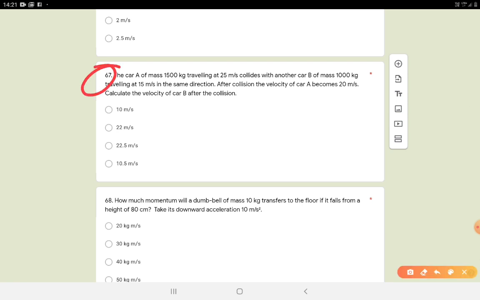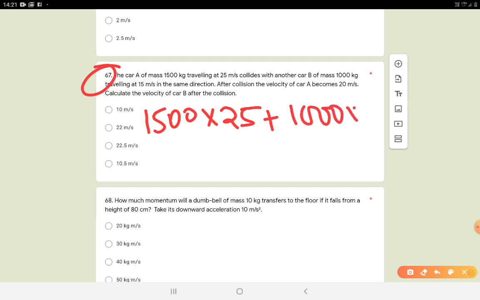Now move to question number 67. Car A of mass 1500 kg traveling at 25 meter per second collides with another car whose mass and velocity are given. This is the same type of question. We know that the momentum before collision should equal the momentum after collision. So write here 1500 into 25 plus 1000 into 15.